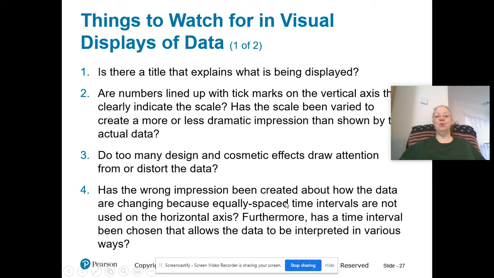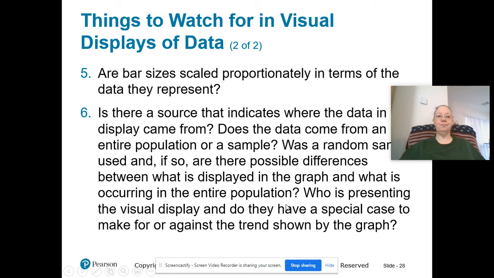Has the wrong impression been created about how the data are changing because equally spaced time intervals are not used on the horizontal axis? So let's suppose, for example, I put 1990 here, and then I put 2000. So this is 10 years, but the next interval I put equally spaced, I put 2020. That would distort the data, right? Has a time interval been chosen that allows the data to be interpreted in various ways? Are bar sizes scaled proportionally in terms of the data they represent?